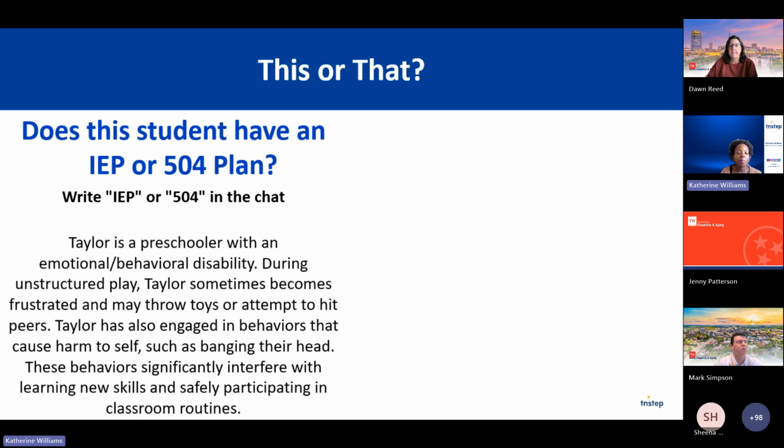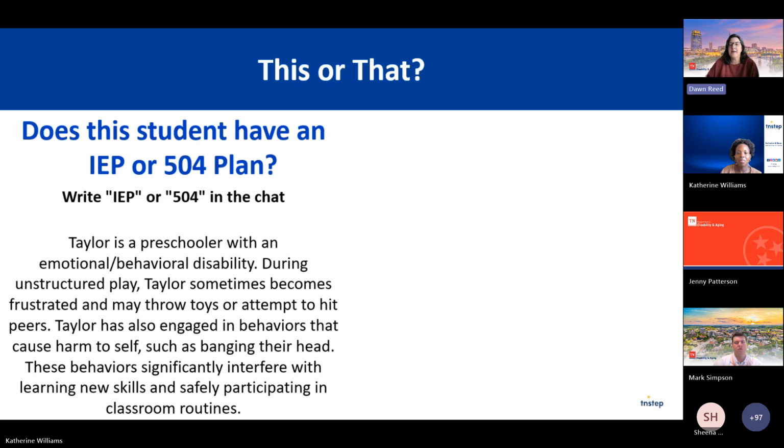So Taylor is a preschooler with an emotional behavioral disability. During unstructured play, Taylor sometimes becomes frustrated and may throw toys or attempt to hit peers. Taylor has also engaged in behaviors that could harm himself, such as banging their head. These behaviors significantly interfere with learning new skills and safely participating in classroom routines. In the chat, write if you think Taylor, the preschooler with emotional behavioral disability, has a 504 plan or an IEP.